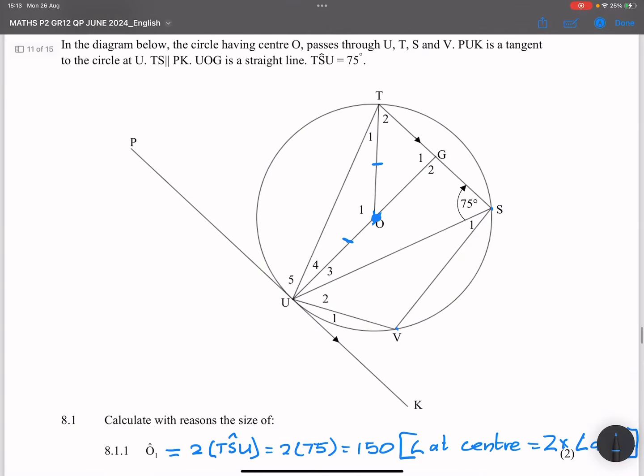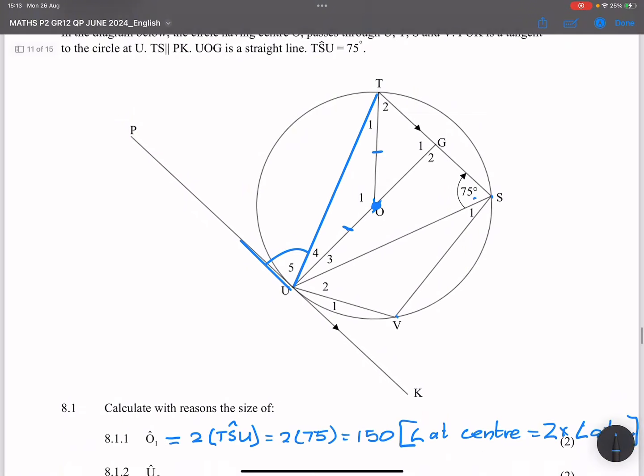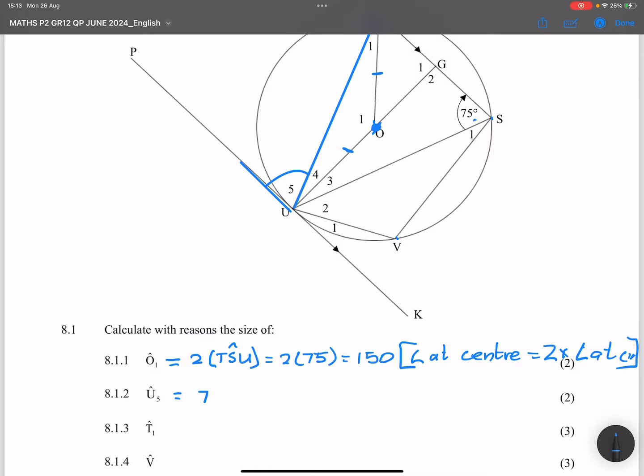Then they say we should look for U5. Now, if I look at that, that's definitely the tan-chord theorem. So there's our chord. The angle between the tangent and the chord will be equal to the angle on the opposite side of that chord. So it would be equal to 75. In this case, U5 is 75 degrees, and the reason for that is the tan-chord theorem. In fact, let me say U5 is equal to TSU, which is 75 degrees, and that's tan-chord.